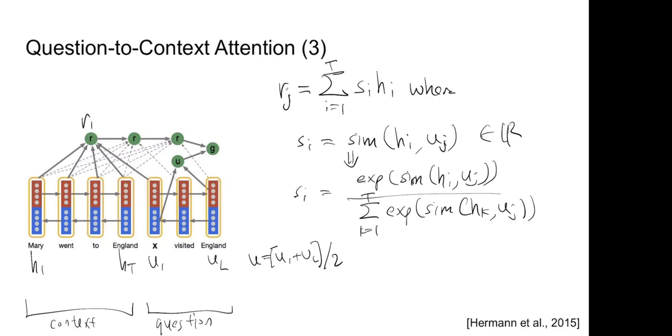This is a very lengthy way of writing, right? So what people usually use is they instead write this way. If you see this on paper, note that this is basically softmax. You know that this means it's proportional to, right? So SI is proportional to the exponentiation of some similarity function between HI and U of J. Then how do we define the similarity function?